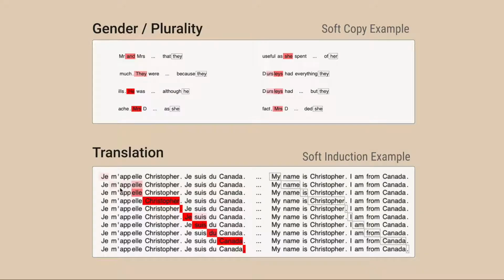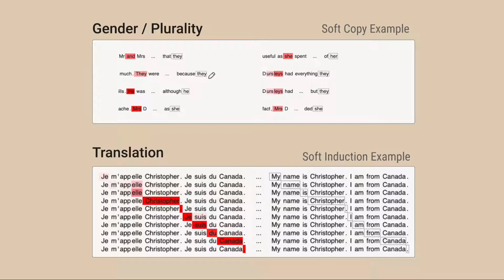Okay, so to give two examples, we'll first do an example of a soft copying head, and then we'll do an example of a soft induction head. So an example of a soft copying head will be a head that maintains pronoun agreement or inference between sentences or between previous words. So whenever it needs to say something that implies either gender or plurality, it'll look at previous context to try and determine what is the right pronoun to use or what's the right conjugation of a verb to use.